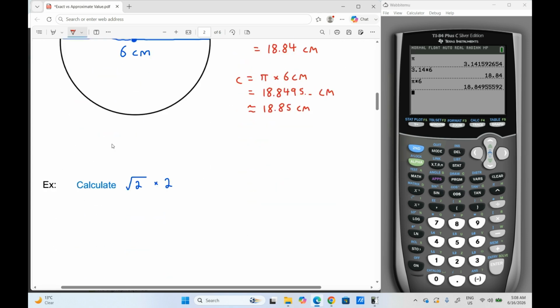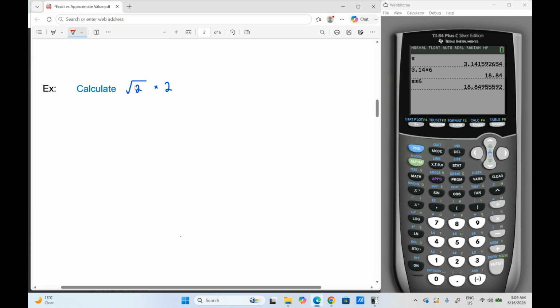Let's go over another example. Let's say I'm asked to calculate the square root of 2 times 2. Now we know the square root of 2 is an irrational number because it's non-terminating and it's non-repeating. And we know if we take the square root of numbers that aren't perfect squares, they are irrational numbers. So in this case, the square root of 2 is approximately 1.41.